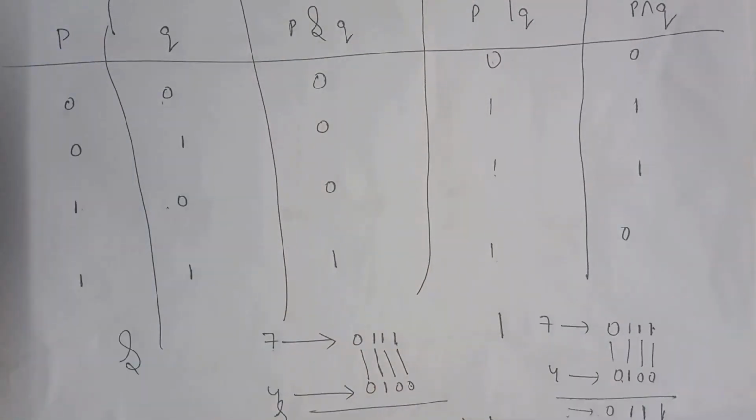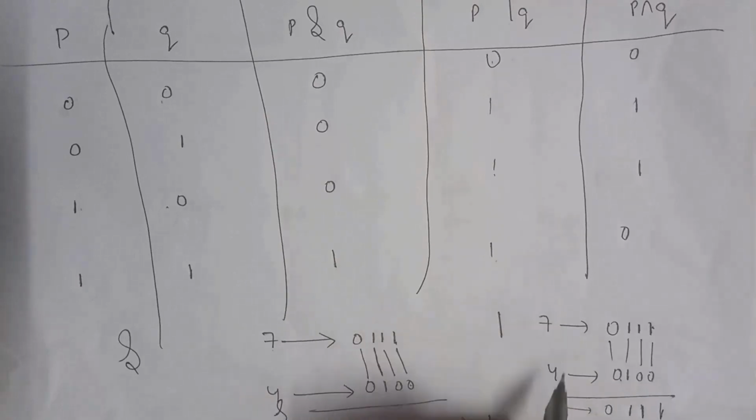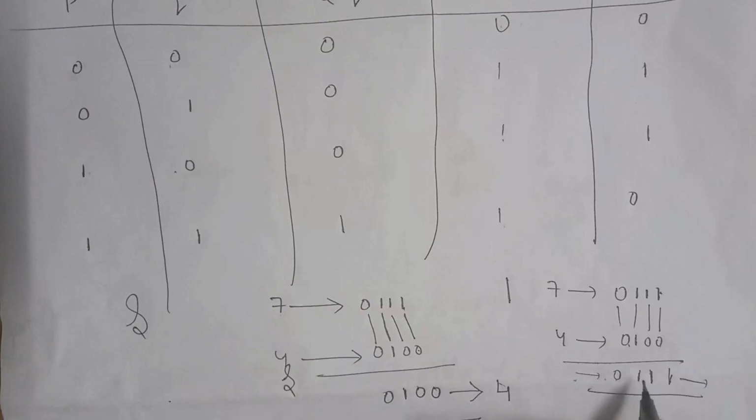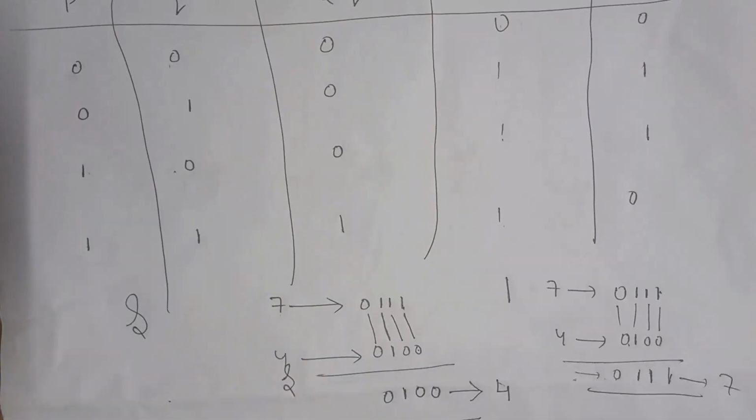If you perform the bitwise OR operation for 7 and 4, then you get the result 0, 1, 1, 1. If you convert this 0, 1, 1, 1 into decimal, then you will get the value 7. This is how we perform the bitwise OR operation.